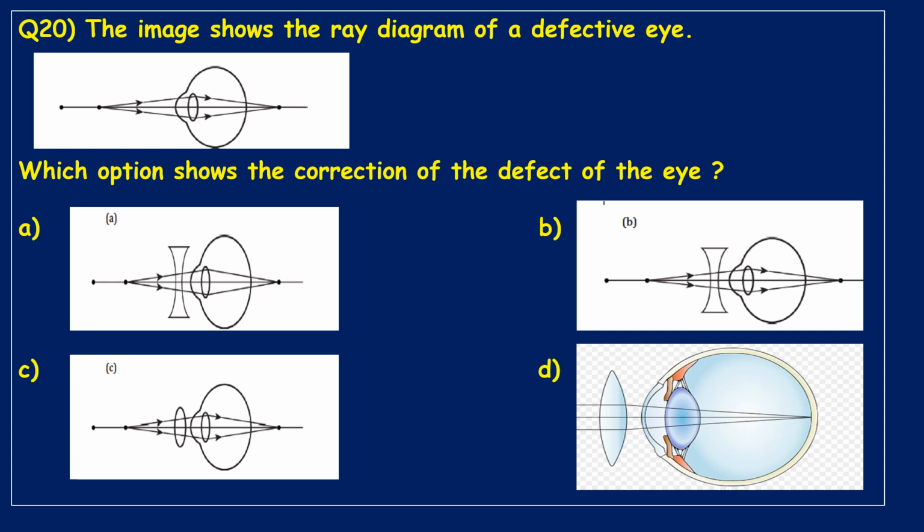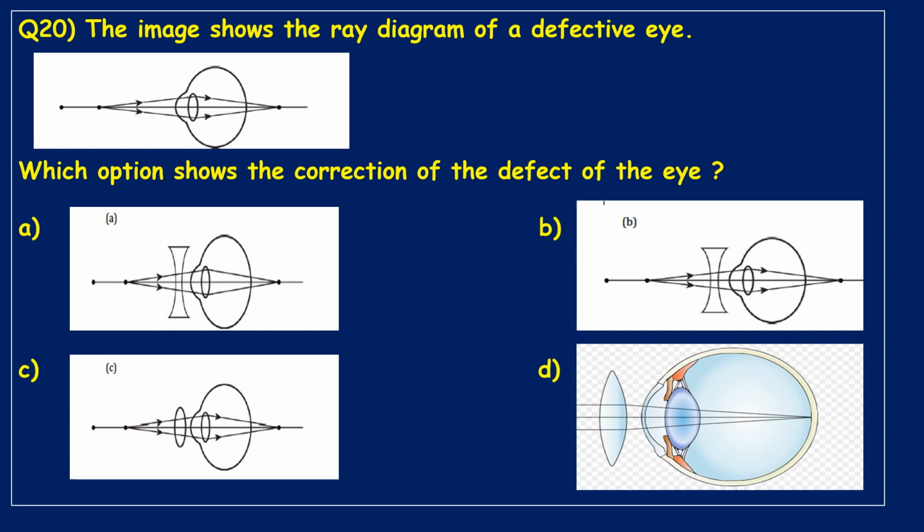Now let us analyze these options. My dear children, if you look at option A, the incident ray is coming from outside. It is shown by arrow marks, right? After passing through the lens, there is no arrow mark at all, right? In option B, after the lens you can also see arrow marks. Option C, after the lens also arrow mark. Option D, there is no arrow mark.